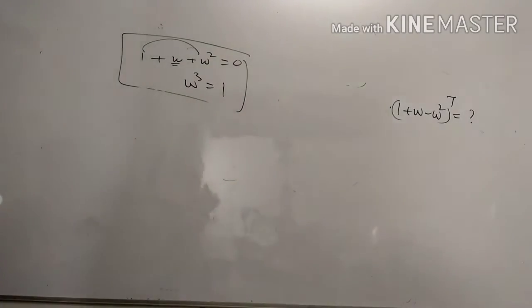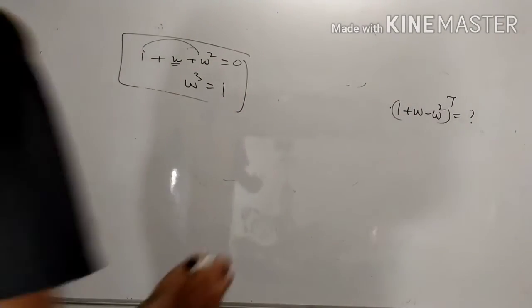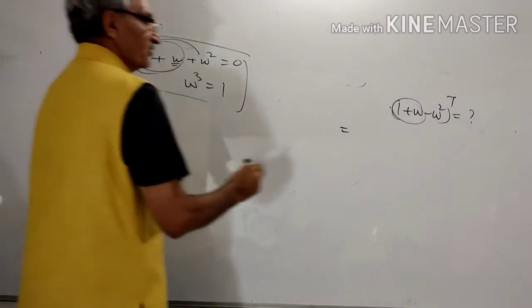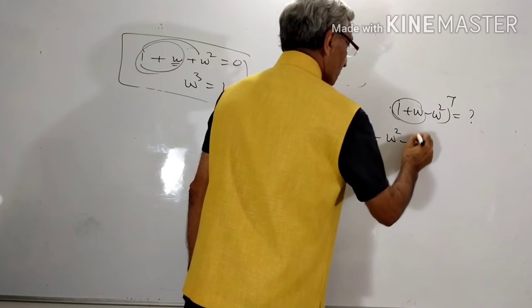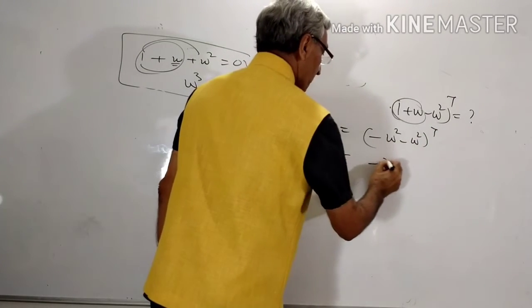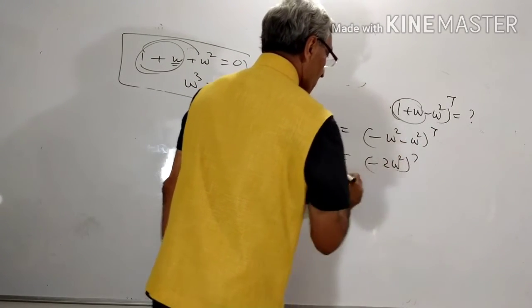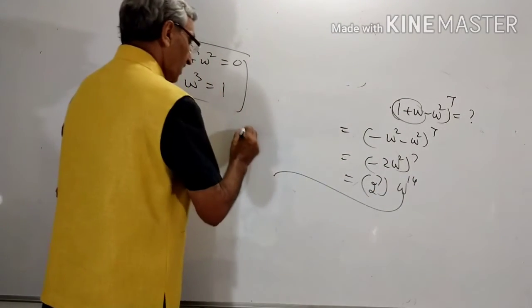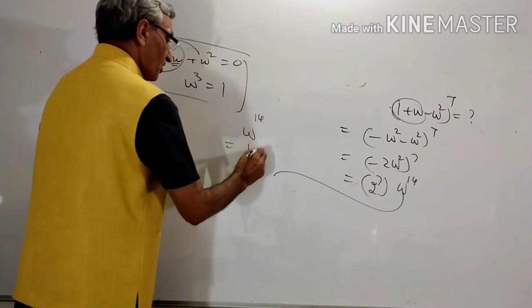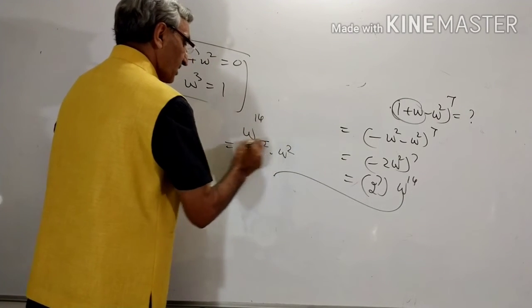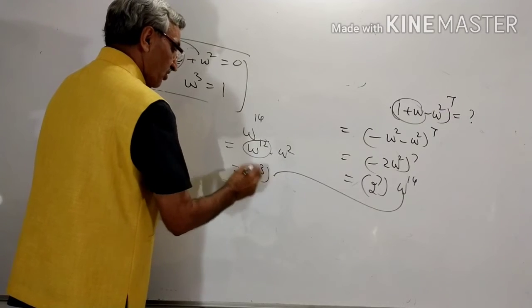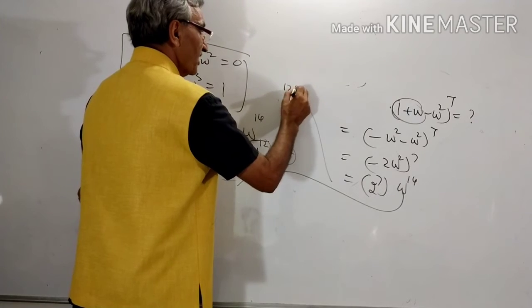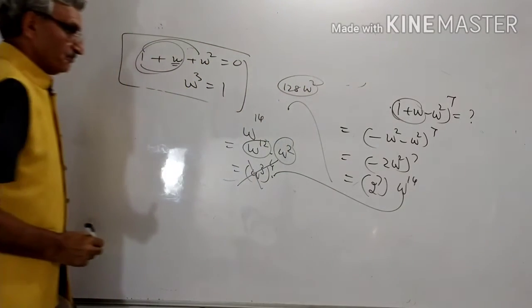1 plus omega minus omega square raised to the power 7: 1 plus omega is equal to minus omega square, and minus omega square minus omega square is minus 2 omega square, raised to the power 7. 2 raised to the power 7 is 128, and omega raised to the power 14 is omega 12 into omega square. This omega 12 means omega cube to the power 4, which is 1. So 128 omega square is my answer.